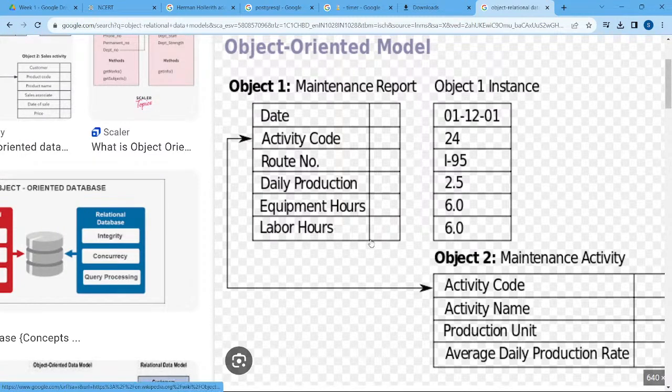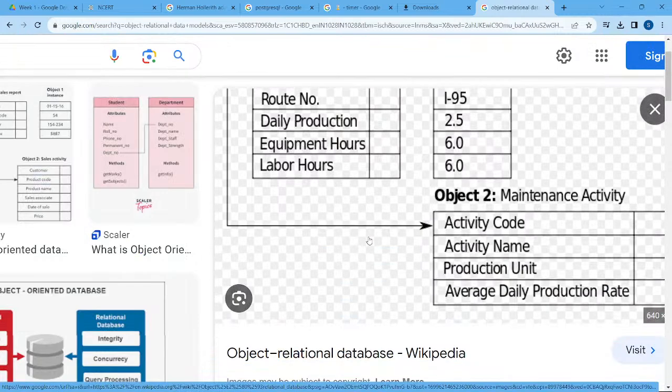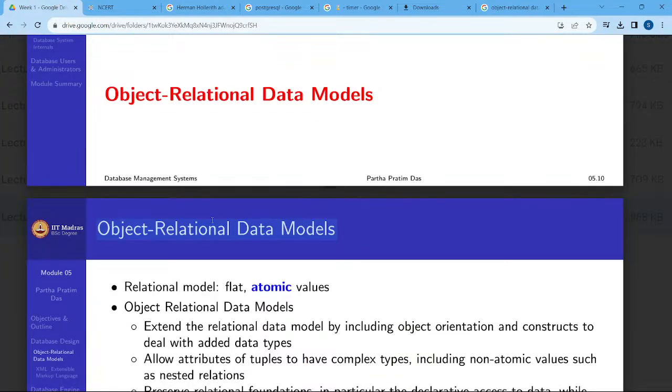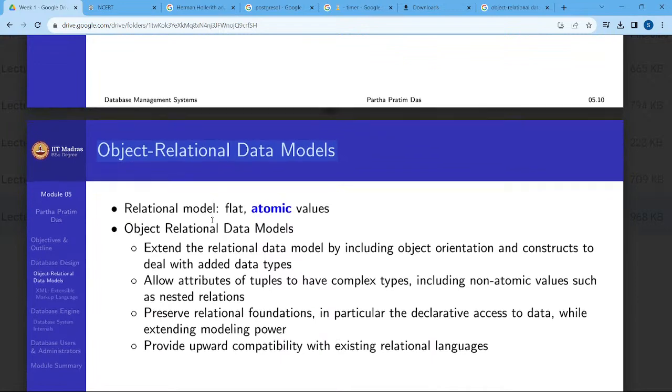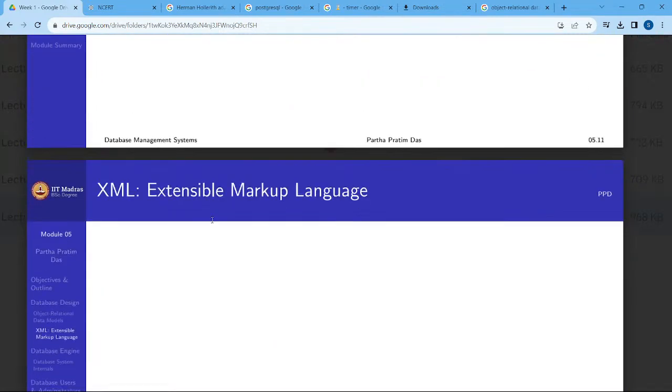So these are the schema and these are object 2 schema. Let's move further.